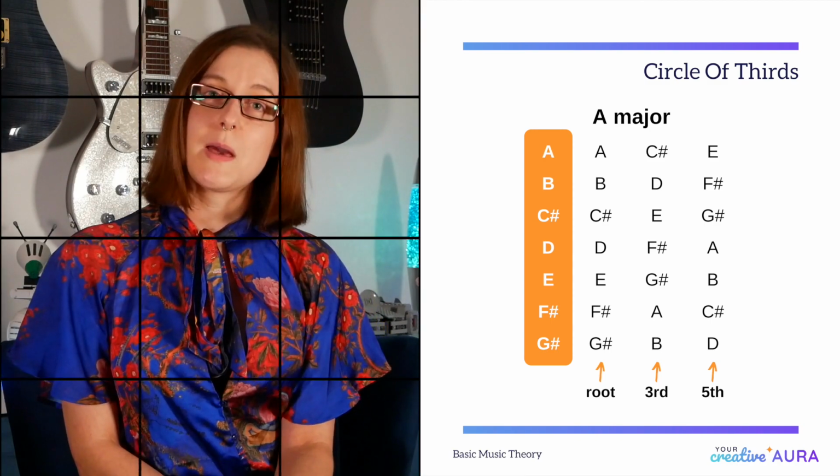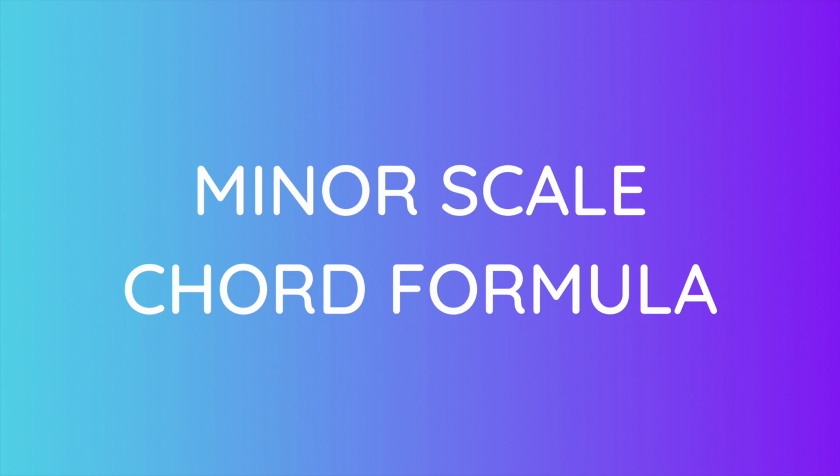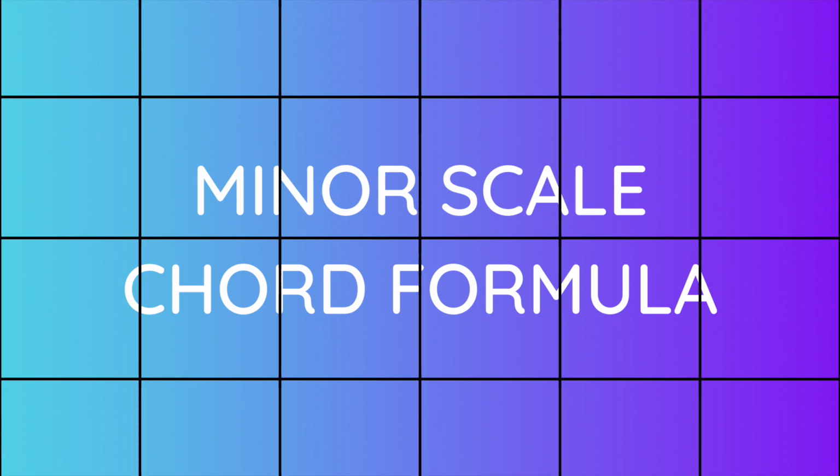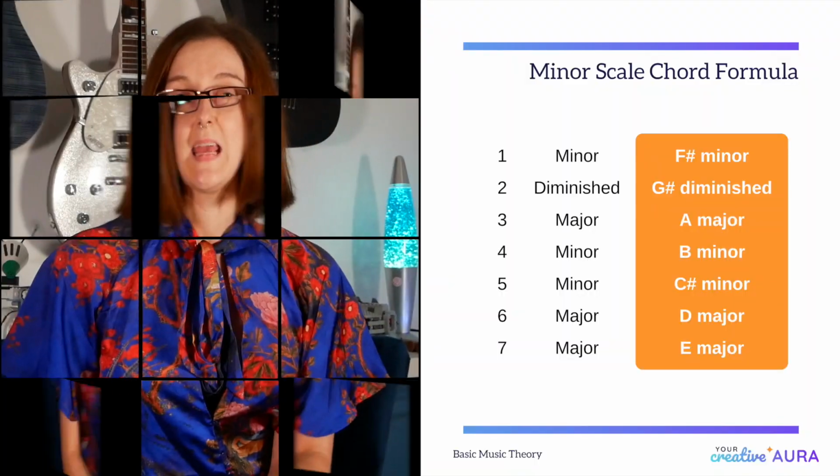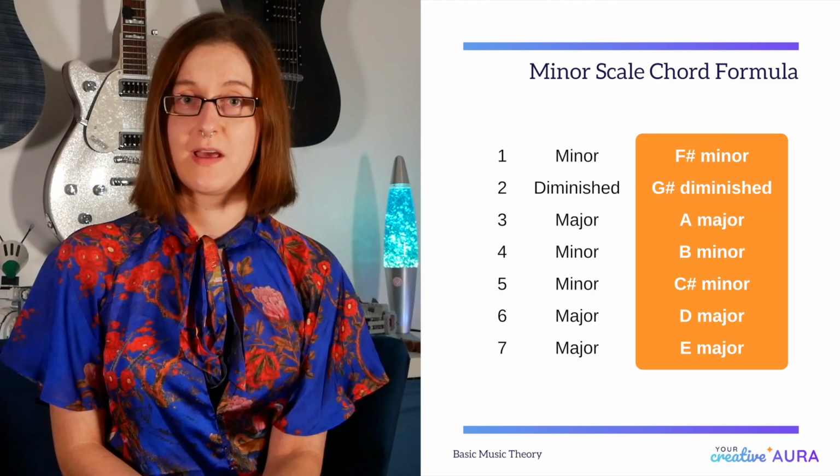Now let's go to the minor scale chord formula. As you've already learned from the circle of fifths and from relative keys, the relative minor scales follow their relative major scales, however start from the 6th note. So the 6th note in the major scale formula is a minor. The 7th is a diminished, and this would be the minor scale's first and second chord. Here's the minor scale chord formula.